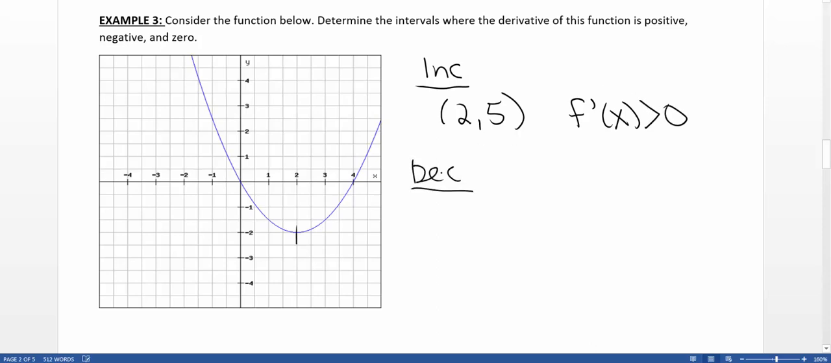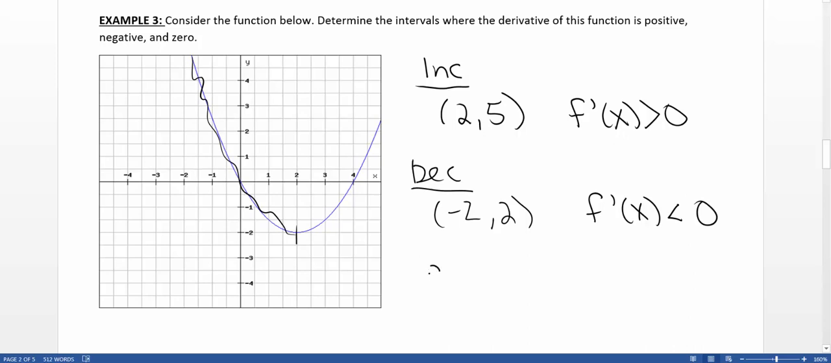This function is going to be decreasing, if we look over here on the left, from about negative 2 until 2. So we're going in the downward direction here. So therefore, on that interval, the derivative of this function is going to be negative. And then we're going to have a 0. The first derivative equals 0 at the point where we change from increasing to decreasing, where we also have a horizontal tangent line. That happens at x equals 2.